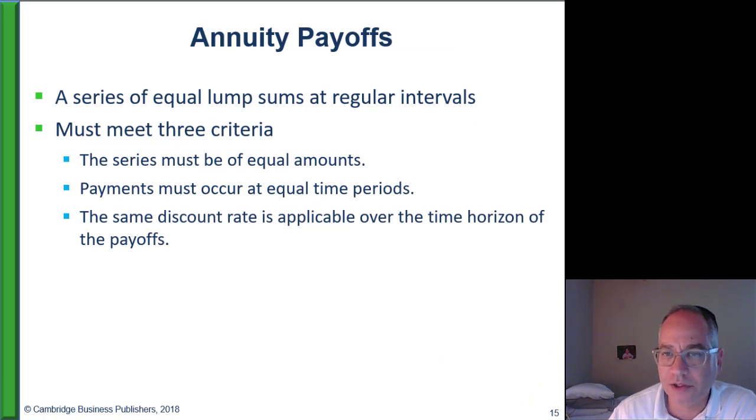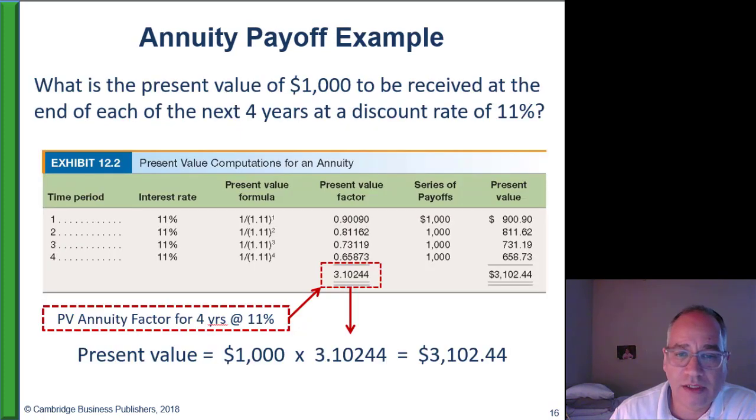We also have what's called an annuity. An annuity would be a series of payments that occur at equal time periods, over equal time periods. So these payments are all equal. They occur evenly over time, and they all use the same interest rate. So here's an example. It's not showing you the formula here, but you can look up the formula on the web, and you can use a calculator, or you can use Excel.